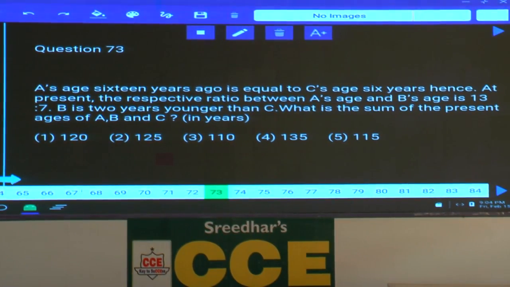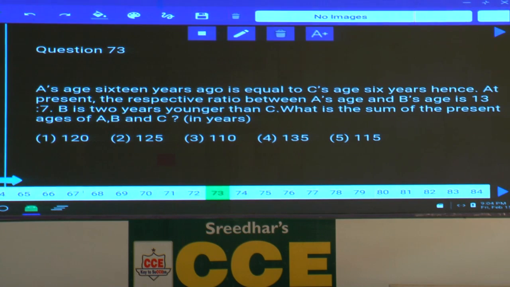Next, A's age 16 years ago is equal to C's age 6 years hence. At present, the ratio between A's present age and B's is 13:7. B is 2 years younger than C. What is the sum of the present ages of A, B, C?